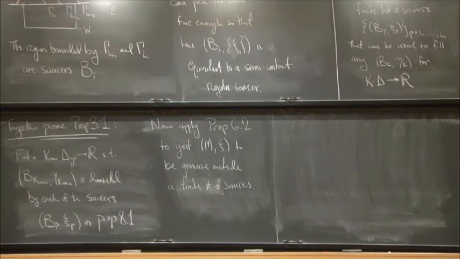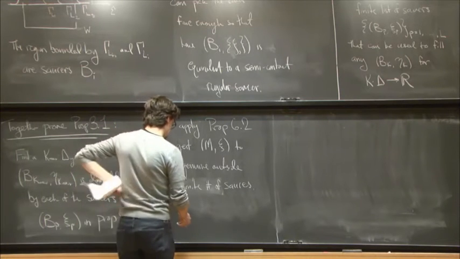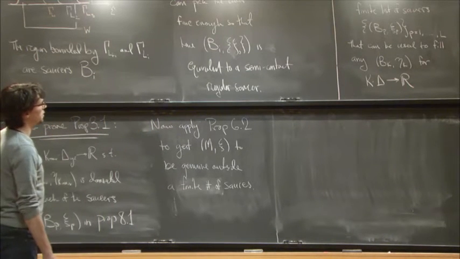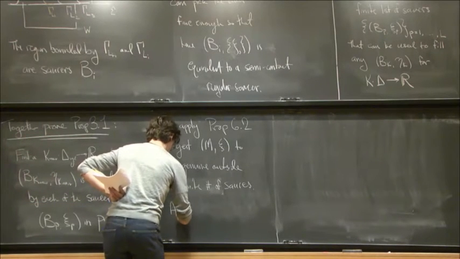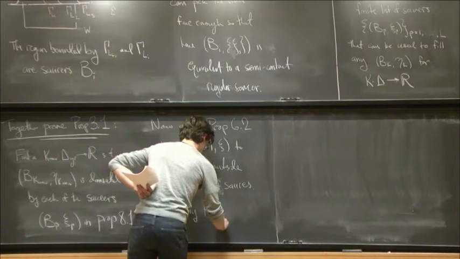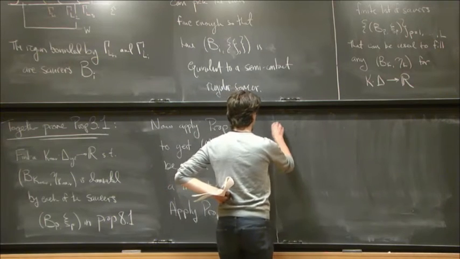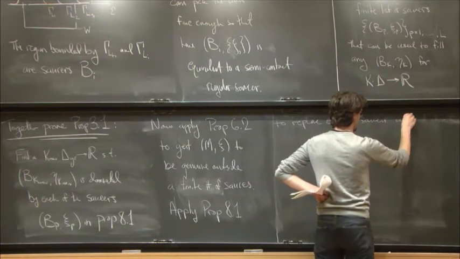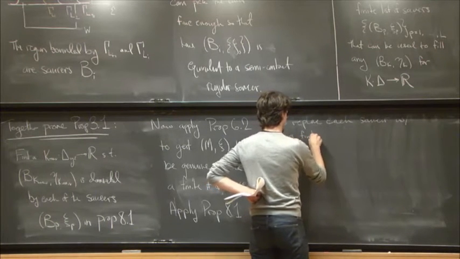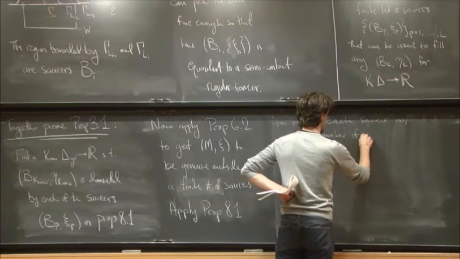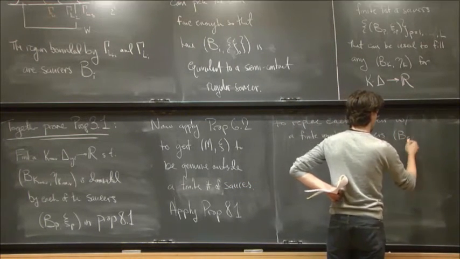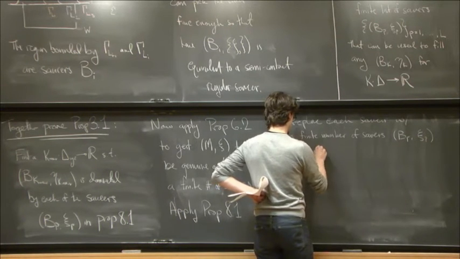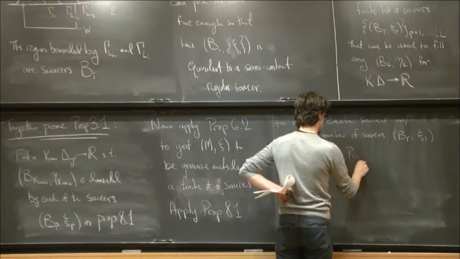Okay, so to be genuine outside a finite number of saucers, and each of these saucers you now apply Proposition 8.1 to replace each saucer with a finite number of saucers B sub P sub to the P from the list in Proposition 8.1.